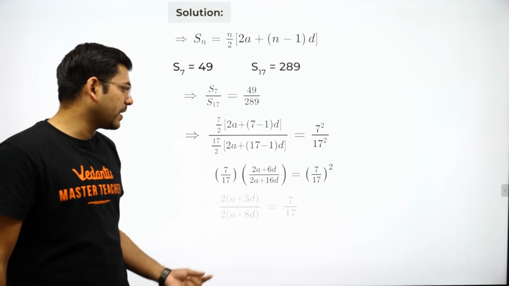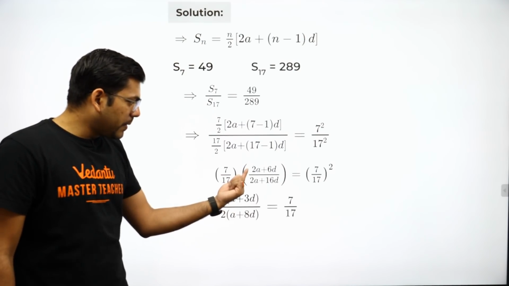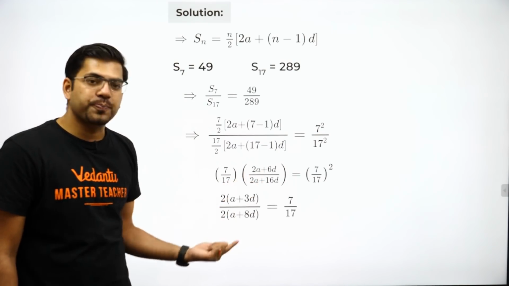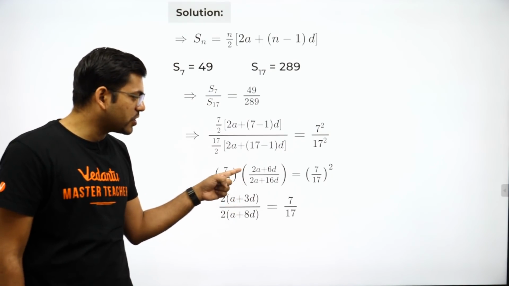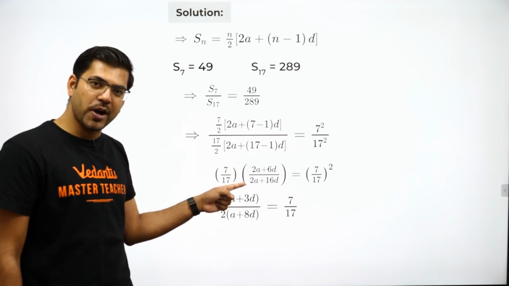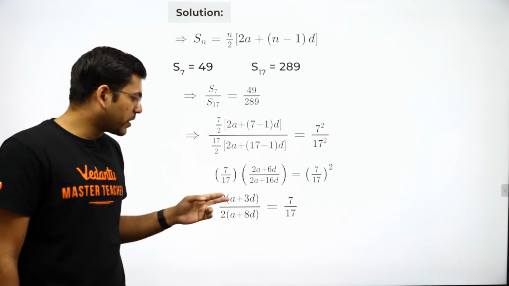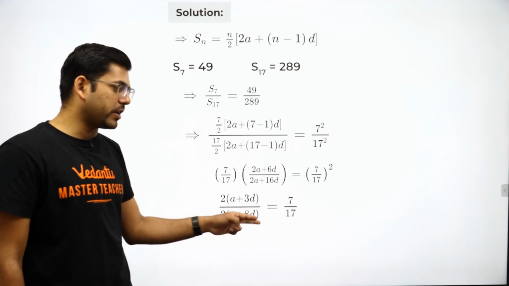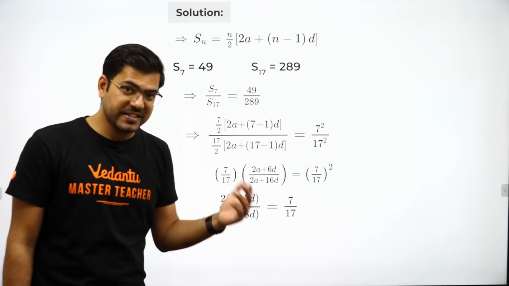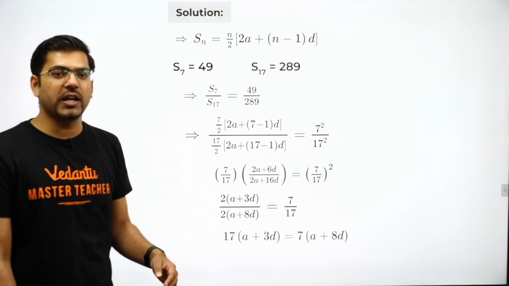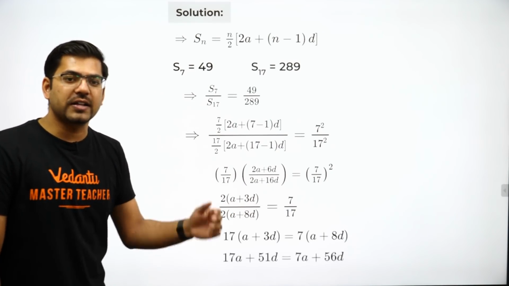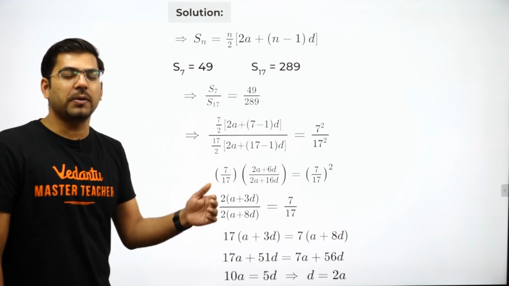And what will remain is 2a plus 6d over 2a plus 16d. Now I will take common from these two terms also. See, here it is 2a plus 6d, so 2 will be common, and in the denominator also 2 will be common. So taking 2 common, a plus 3d over a plus 8d is equal to 7 by 17. Doing the cross multiplication and getting the final value, that is d is equal to nothing but 2a.